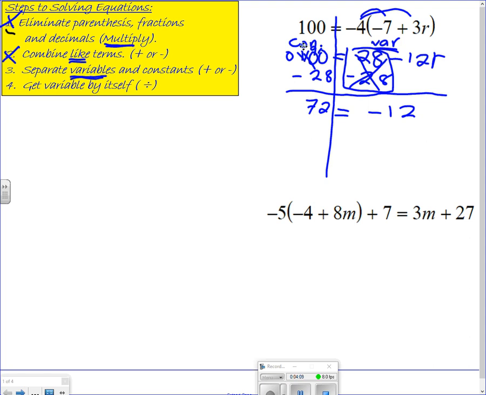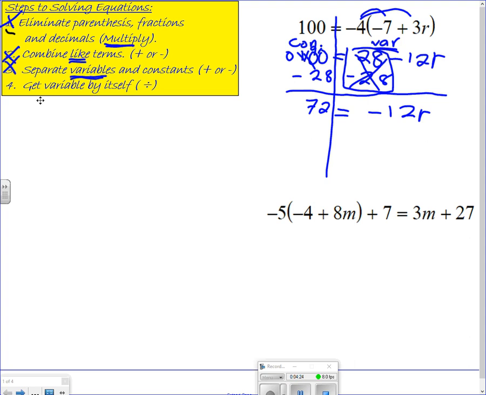On the left side, I wanted constants, numbers only. 72 is a number only. On the right hand side, I was looking for variables, I was looking for letters. And he has a letter. So I'm done with step number 3.